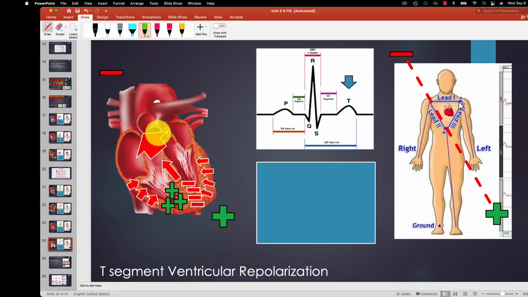So now everything that we did with the positive charges has to become negative. You can see this negative stuff here, right? The negative charges are going to start moving this way and this way, and the entire heart is repolarizing, and we get this big movement of negative charges moving towards what? The negative electrode. So what happens?